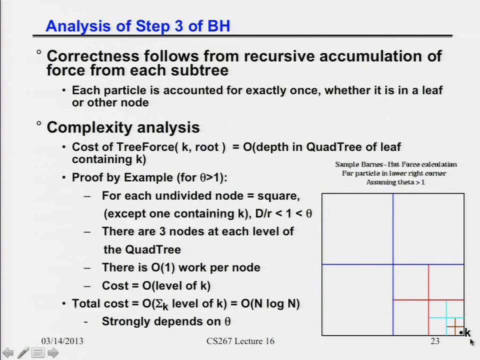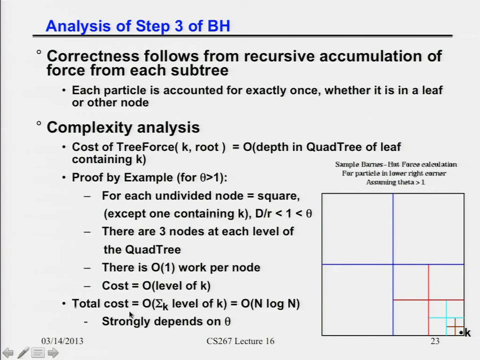So this guy was at level 3, so at level 1, I did a constant amount of work, at level 2, I did a constant amount of work, and at level 3, I did a constant amount of work. And then there's level 4. So at each level k, there's a constant amount of work. So the cost is proportional to the level. And it's just a harder counting argument if theta is small, but it's the same idea.